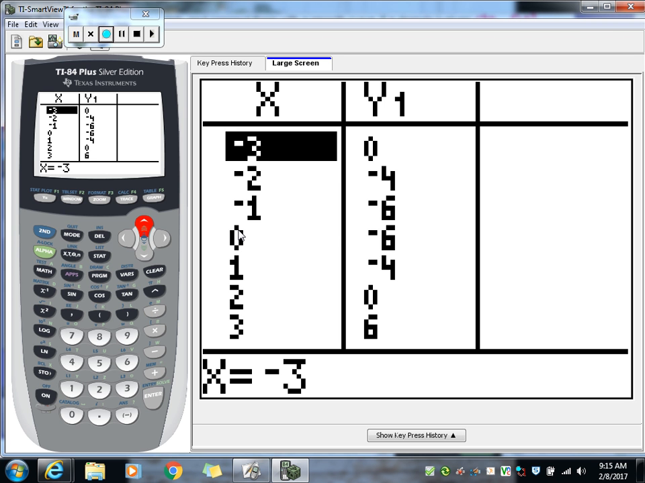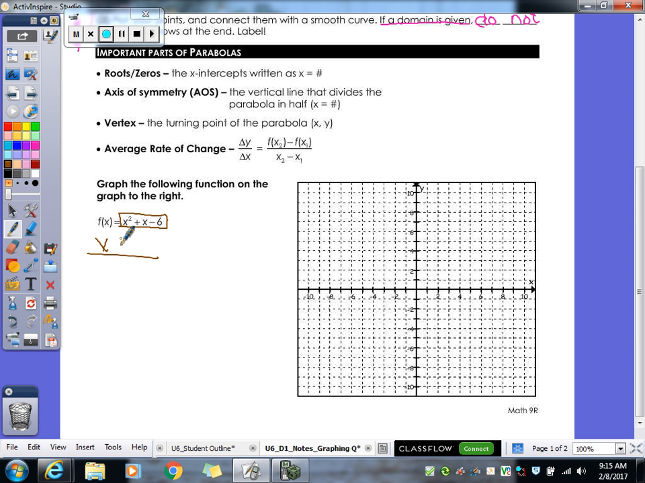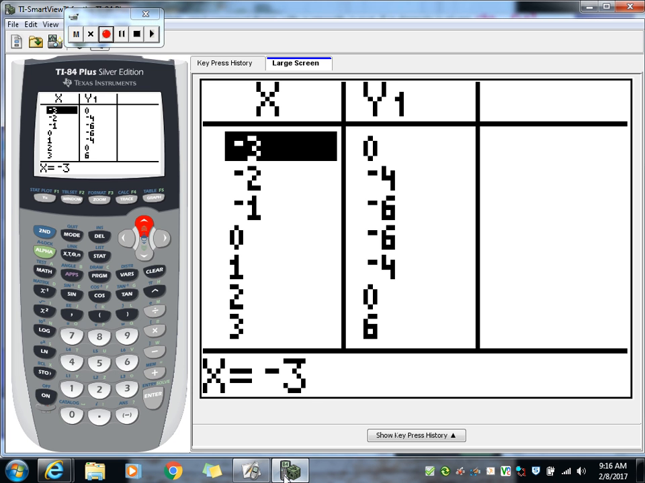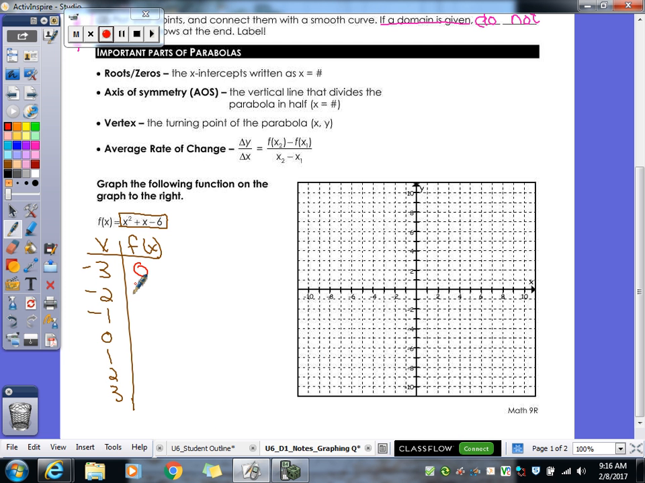Well, let's copy this down. So we're going to go from -3 to 3 in our x's. So I'm going to make a table x, f of x. So we got 0, -4, -6. And then 6.